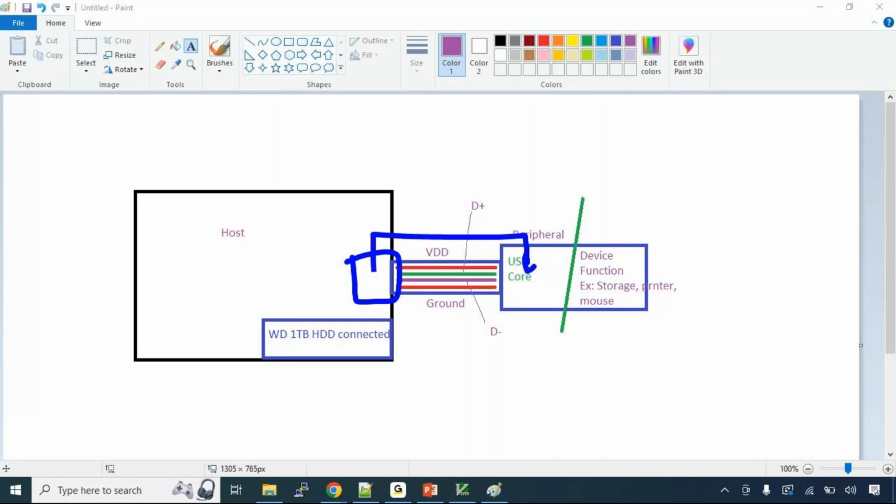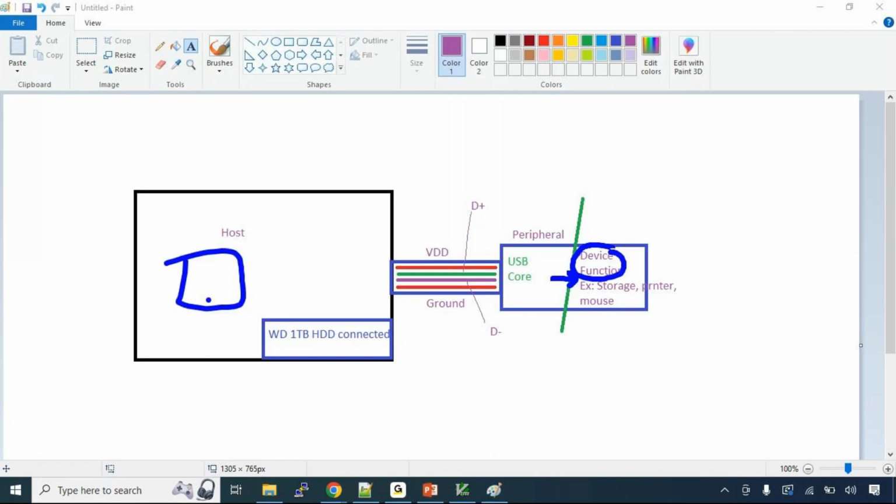Once it is done, the data is further given to the device function. The device function will understand how to handle the data coming in. The data will go from the USB core to the device function, and my device function will decide how to handle it. Essentially, somewhere there is a storage, and we want to transfer this data from here to here. That is our goal.